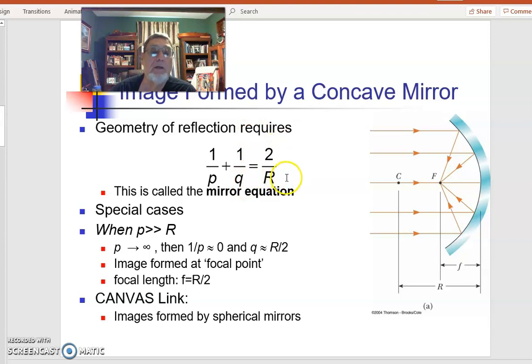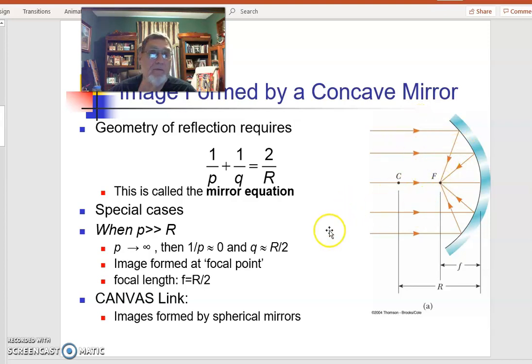Now what we're going to do is we're going to call R over 2 our focal distance, because if we were to take our object all the way to infinity, or really, really big, 1 over P, as P goes to infinity, goes to 0, and that means Q, the image distance, is just R over 2. In other words, the parallel rays focus the light at the focal point. So we're going to call that the focal length, R over 2, of a mirror. So what that means is you can take a mirror and take a distant object, and then it will form an image of that distant object at the focal point.